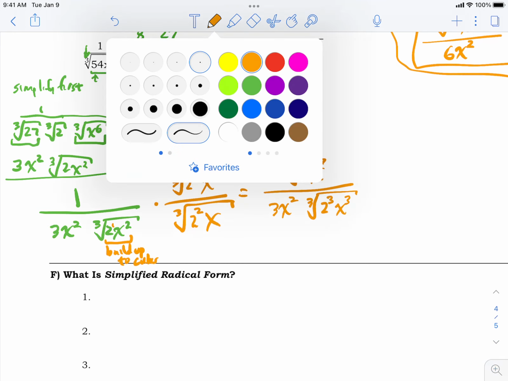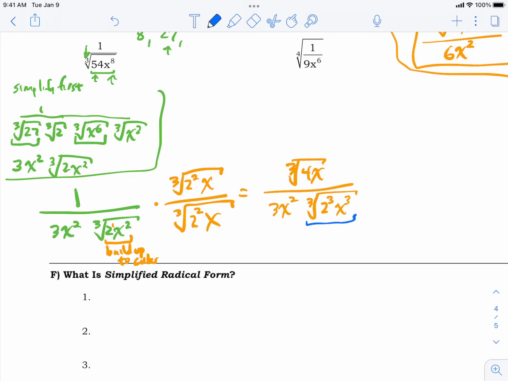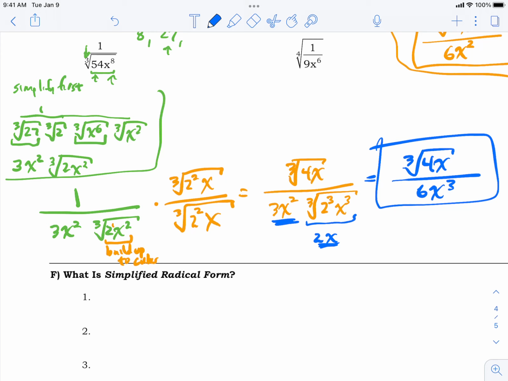This part simplifies right here. This was the whole point, to be able to simplify. So the cube root of 2 cubed is 2. The cube root of x cubed is x. I've got a 3x squared multiplying a 2x. So the top is a cube root of 4x, and the bottom is, I get 3x squared times 2x, which is 6x cubed. Woo! Thirsty work! Boy, we're earning our homework tonight.